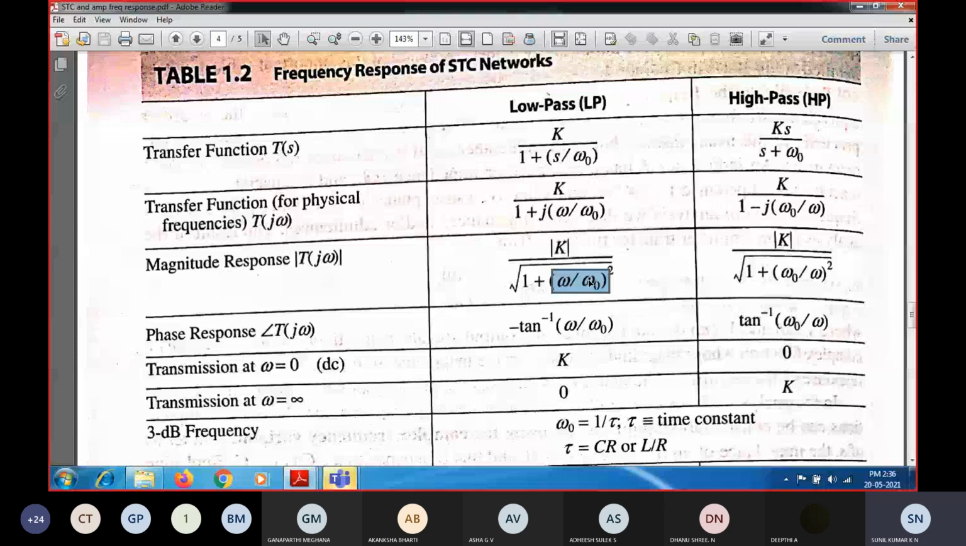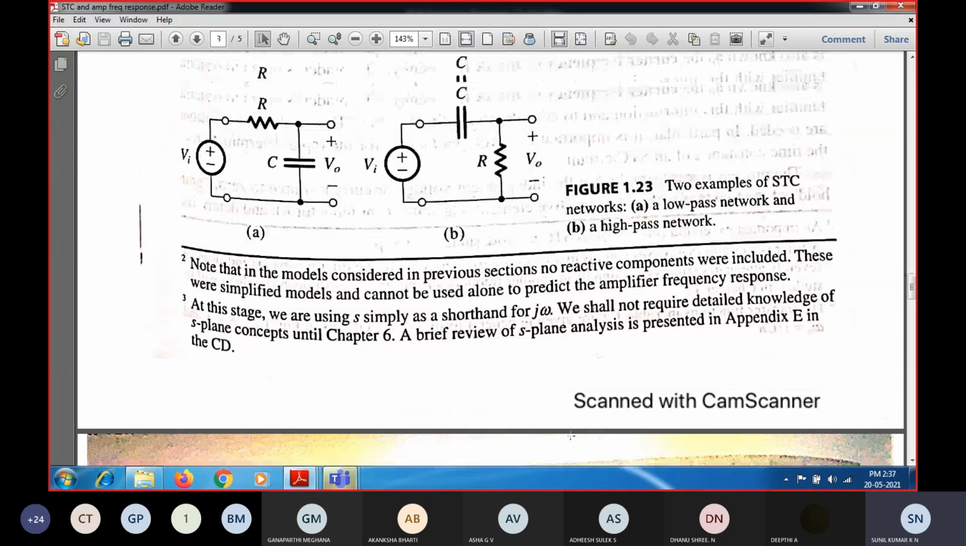So anything divided by infinity, you're going to have a value of 0. So this is the transmission of frequency at omega equal to infinity. You will have the transfer function as a low pass type. So you'll have 0 as the output when omega is equal to infinity. Now the same analysis can be done for the C and R.